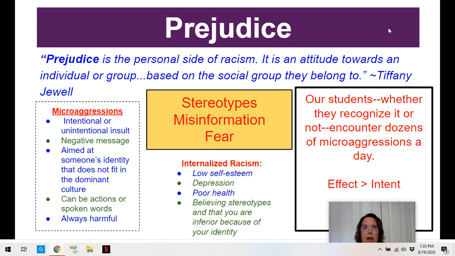And really, it's not about us. It's not about us as white people. We need to remember that the effect is larger than our intent. The effect of what happens is more important than our intent. Our intent could be to be just kidding, but if we are hurting our students, our intent does not matter.